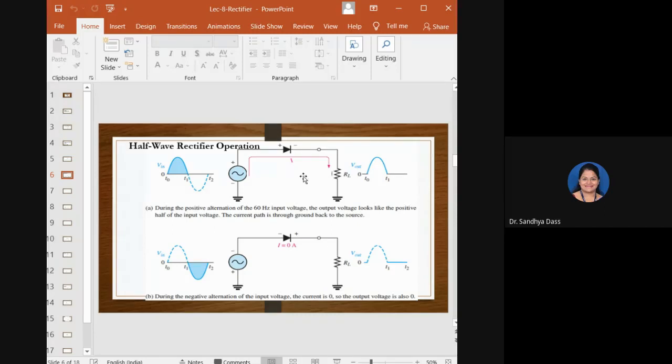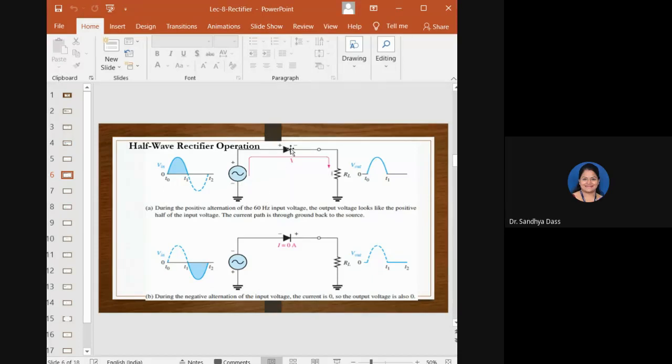As you can observe, this is a simple half wave rectifier circuit. There is a diode connected to an AC source and there is a load connected. This forms the half wave rectifier circuit. Please pay attention. This is a very important and basic topic. If you understand this, you will understand all further classes. Otherwise, it will be very difficult. Those who have difficulty in understanding electronics, please pay attention.